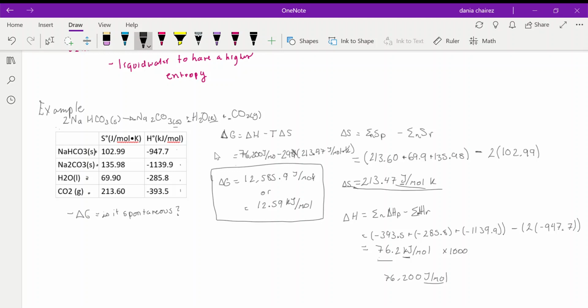And then in the next video, we'll talk about how delta G relates to equilibrium, and it should be fairly short compared to this one.